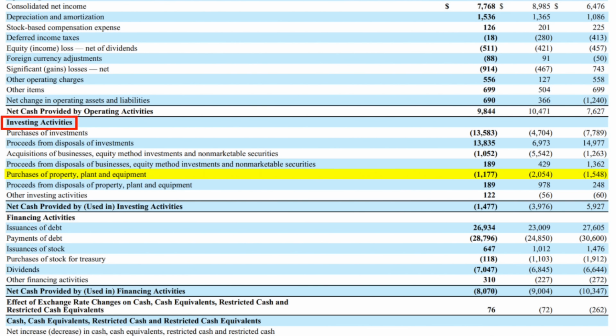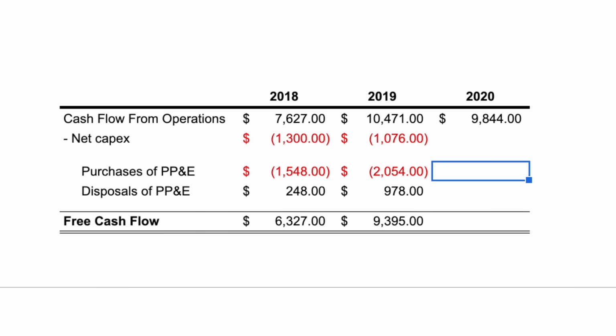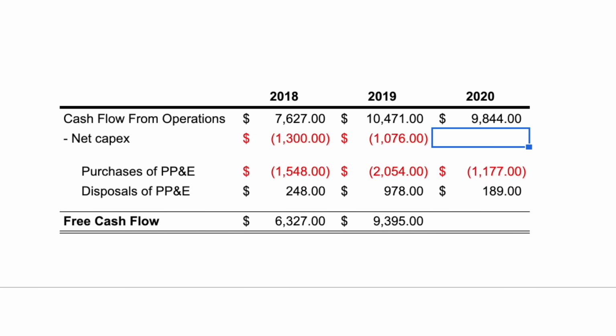However, there is one additional step we need to take in order to calculate what I refer to as net CapEx. We need to take the number for purchases of property, plant, and equipment, or PP&E for short, which was negative $1,177 in 2020. We then need to take the number for proceeds for disposal of property, plant, and equipment and add it to the negative $1,177 number. This is because we want to get to the true amount Coca-Cola spent on CapEx in any given year. So for 2020, we take the negative $1,177 for purchases of property, plant, and equipment, and add back $189 for disposal of PP&E to arrive at a net CapEx number of negative $988.